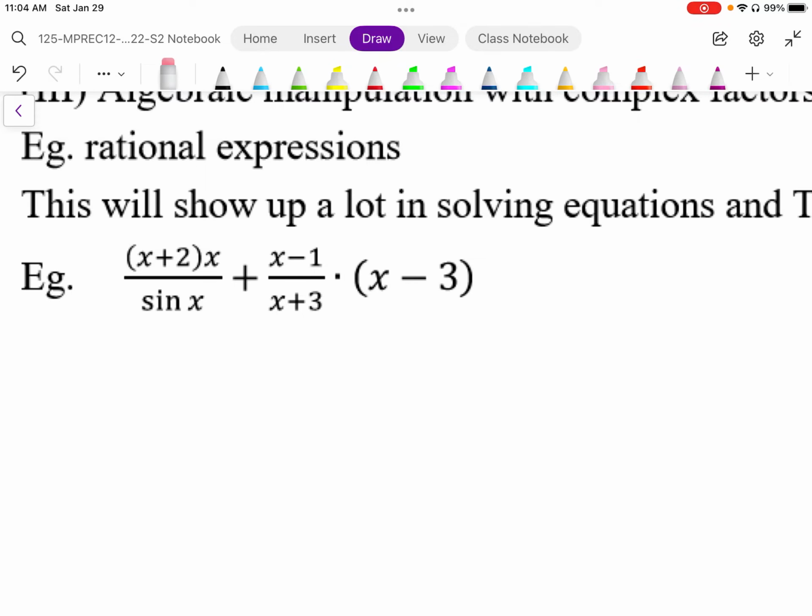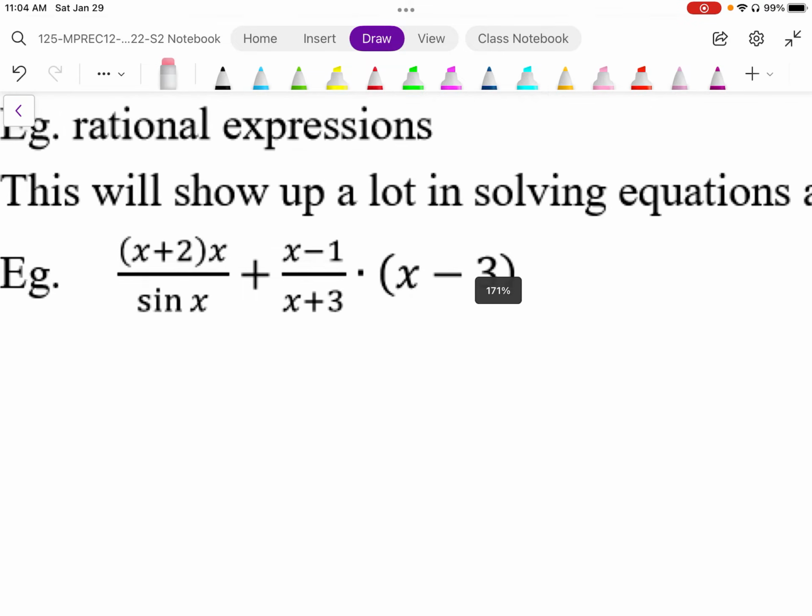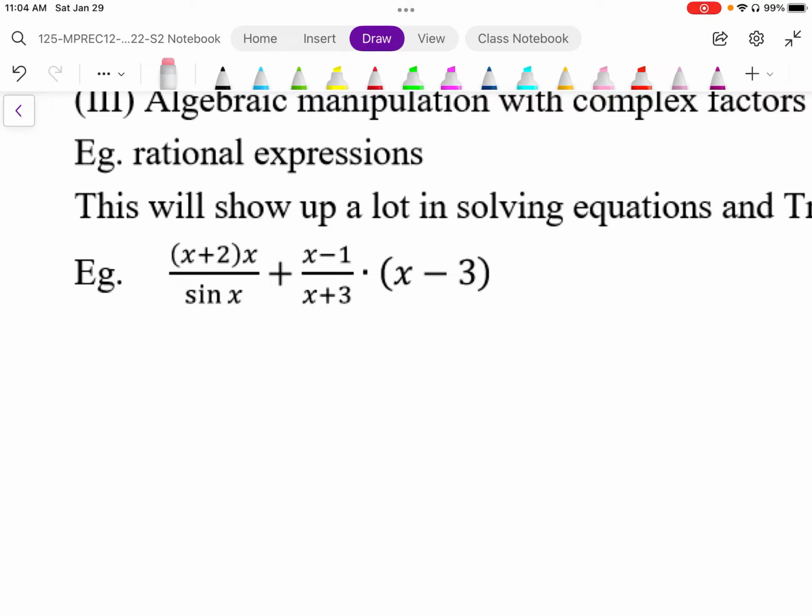So we have to be able to understand how to deal with factors. We also need to understand how to combine these expressions. So for example, here we would need a common denominator. If I were to simplify this, I could have something like this: x plus 2 over sine x plus, I'm going to put this in the numerator, x minus 1, x minus 3 over x plus 3. Okay, nothing simplifies, and then we can get a common denominator.